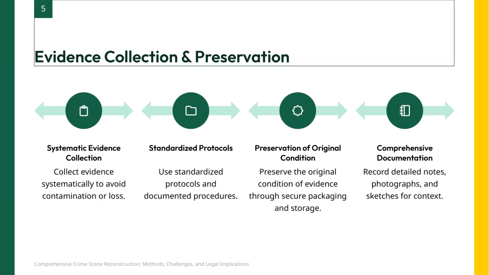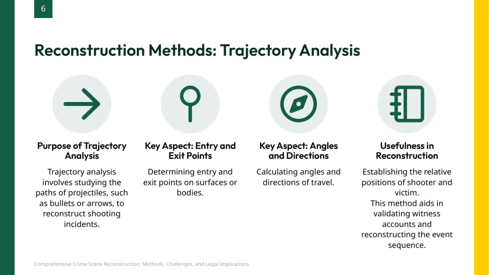Finally, comprehensive documentation plays a key role. Detailed notes, photographs, and sketches help capture the full context, allowing for a clear and accurate understanding of the evidence later on. Trajectory analysis is all about studying the paths that projectiles follow, like bullets or arrows, to help reconstruct shooting incidents. A crucial part of this method is identifying the entry and exit points on surfaces or even on the body, which gives us clues about the projectile's path.